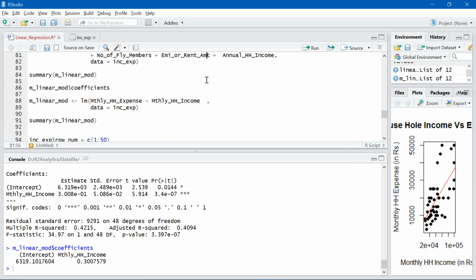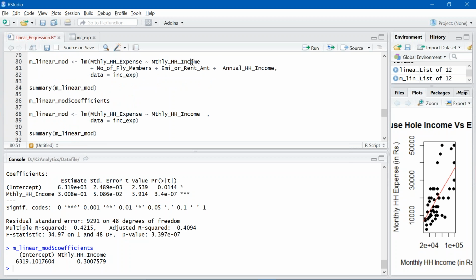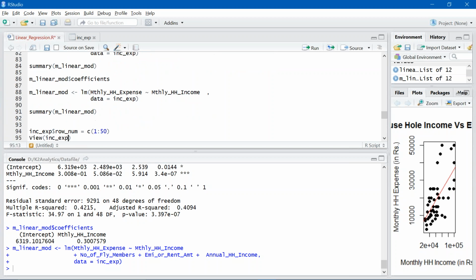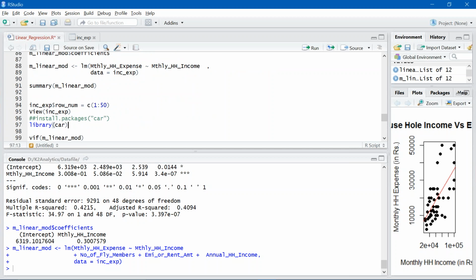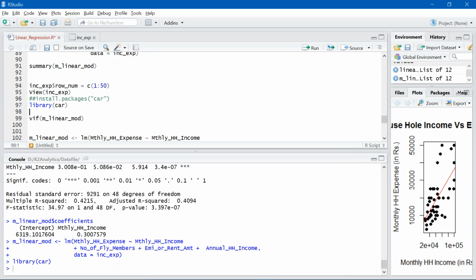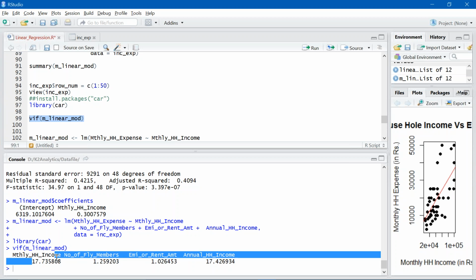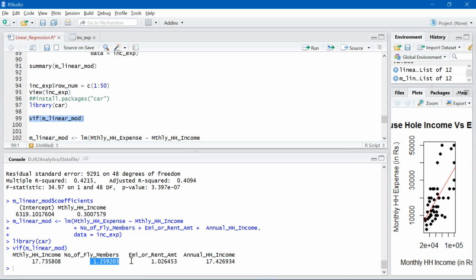Let me get that syntax. Yeah, here we have run all the variables, right? So this is my multiple linear model with all variables. Let me run that. And now this model, I'll pass it to the VIF function, which is in package car. So first I have to load this package, library package I have loaded, and then I have to pass that multiple linear model to the VIF function. And when I run it, I get 17.73, 1.25, 1.02, 17.42.